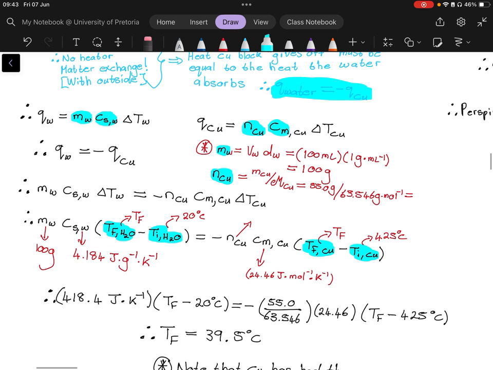Okay, so this example here just basically has two points. You need to remember that the only place that the heat can go is between the two substances, and they will be equal in magnitude, opposite in sign. We calculated using the MC delta T or NC delta T idea. And then they will have the same final temperature, because then you can solve for the final temperature when you equate those equations.